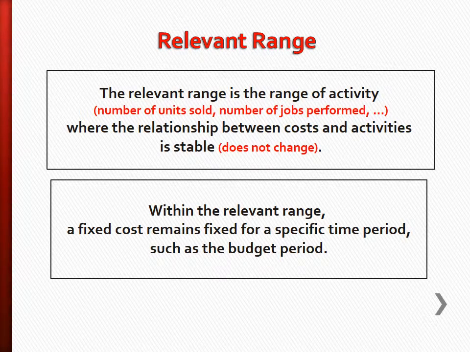Within the relevant range is essentially an important note that the analysis we're going to be performing only works within a specific range of activity. So the relevant range is the range of activity, number of units sold, number of jobs performed, number of service engagements, where the relationship between cost and activities is stable. It does not change. Primarily, we note that within the relevant range, fixed costs are constant. Okay, so you can think of it this way. Let's look at the next slide.